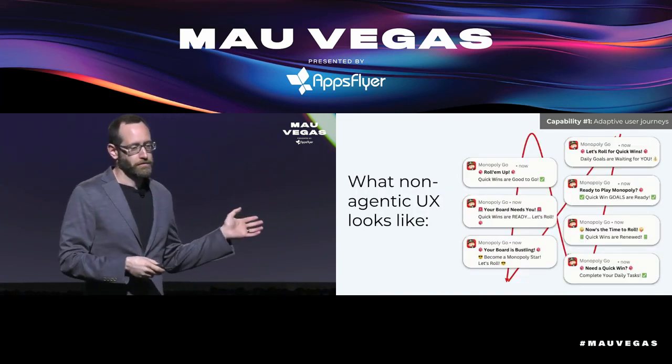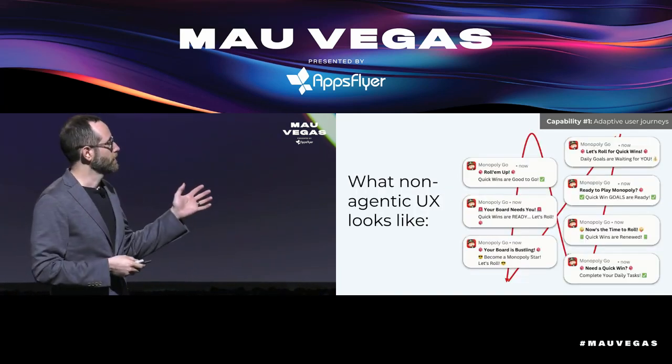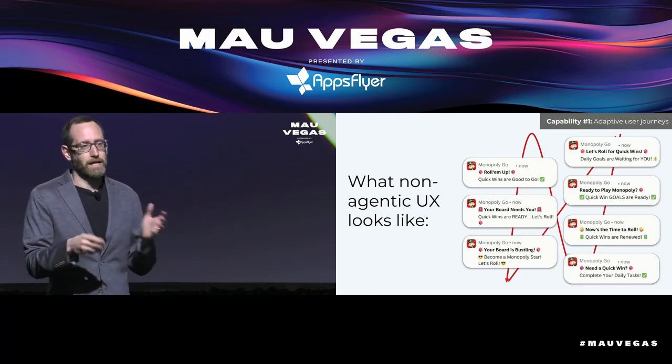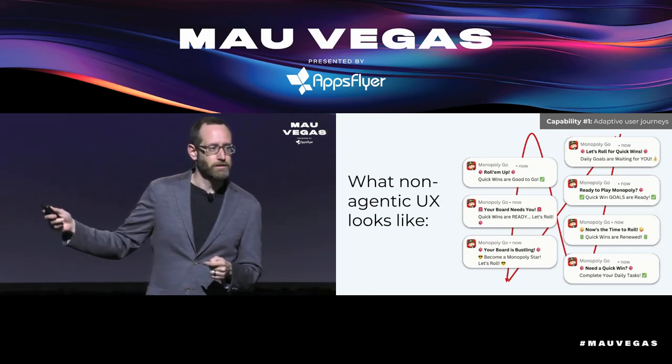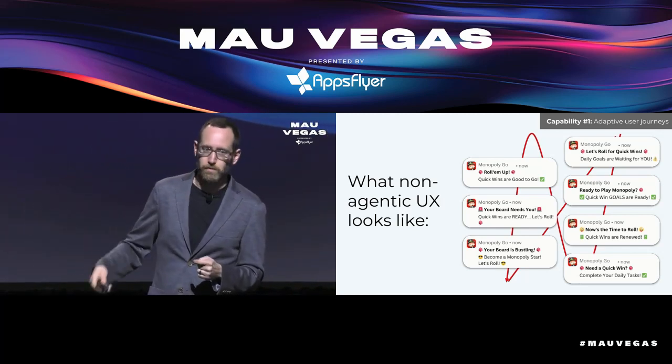As another example, this is from Monopoly Go. You can see that they have 7 messages. So if you're not an active player, you will get one of these messages per day, and every 7 days it cycles. You start right back at the top, and the loop continues week after week.